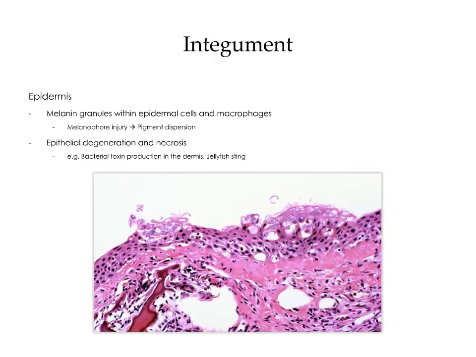The image below is an example of what happens when a fish is stung by a jellyfish. You'll notice two patches where the epithelial cells are swollen, dissociated, and undergoing degeneration.